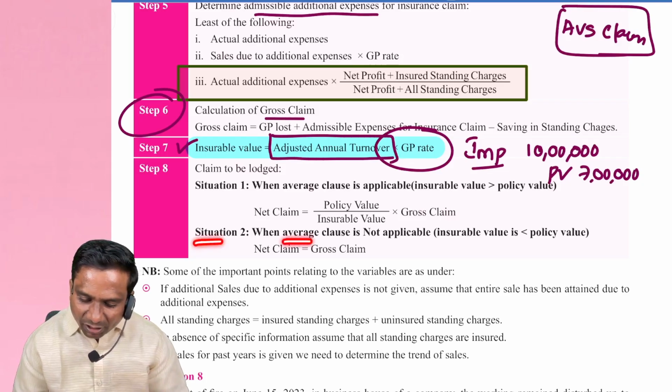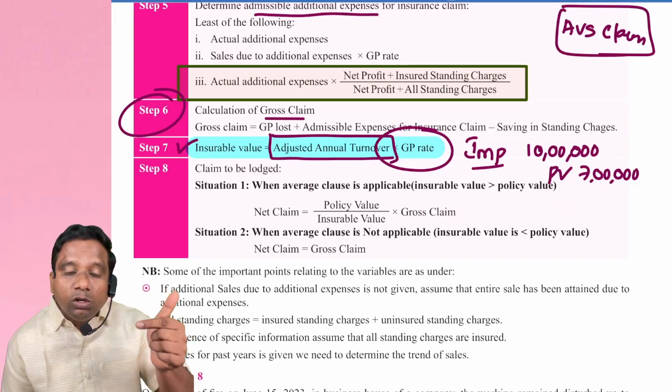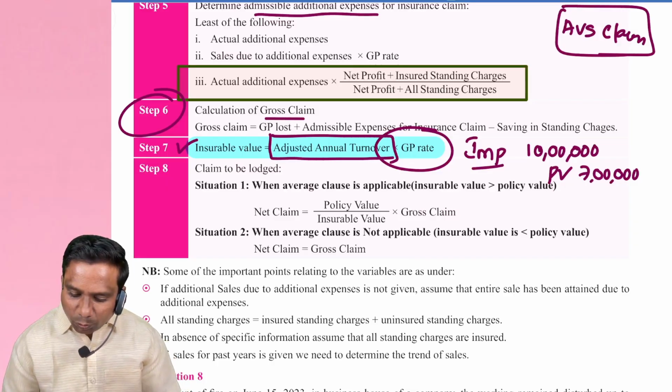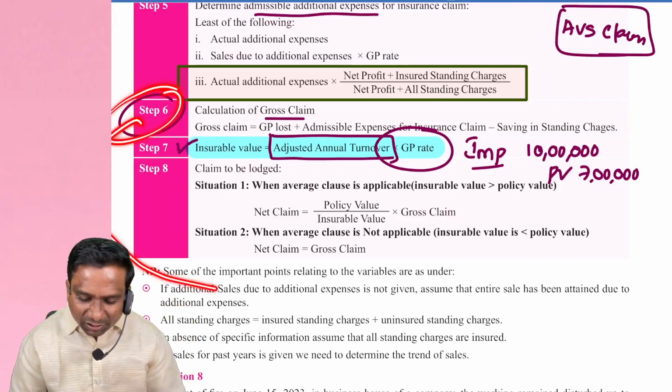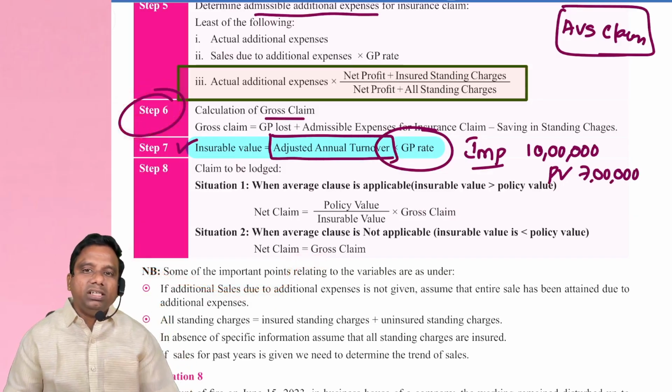Situation 2, when the average clause is not applicable, when the insurable value is less than the policy value. Then whatever the net claim means, whatever step 6 we have calculated, the total amount is given by the insurance company.